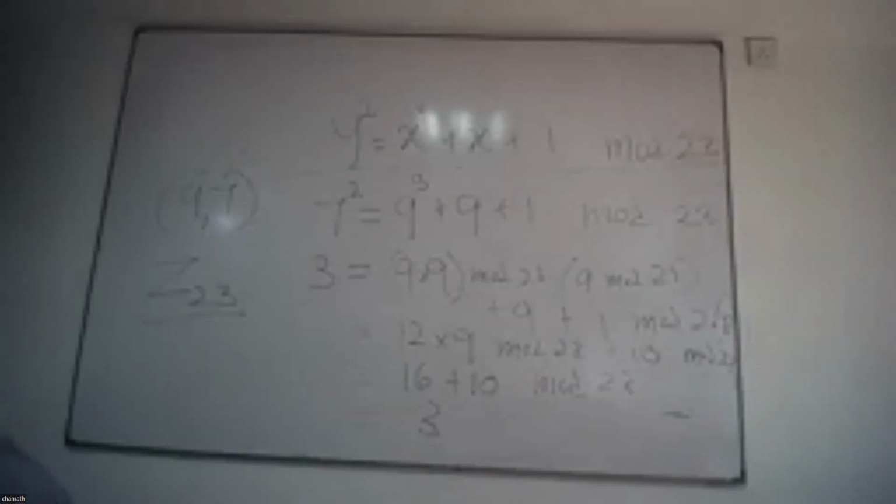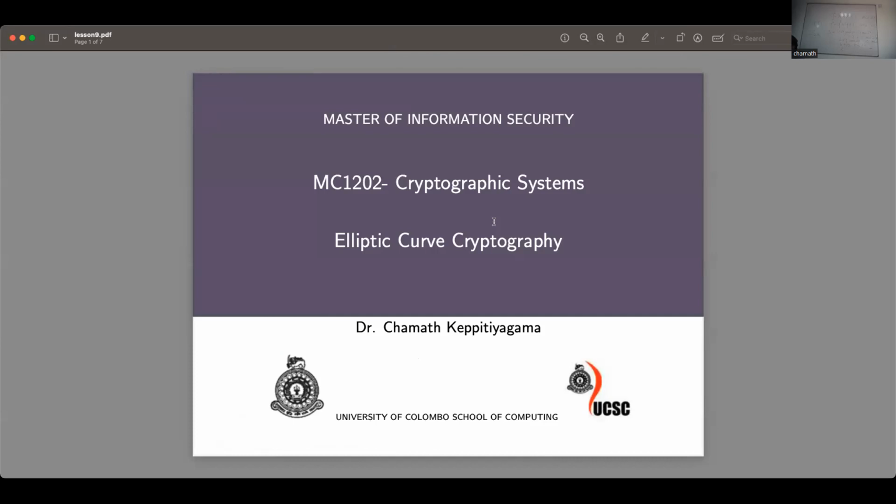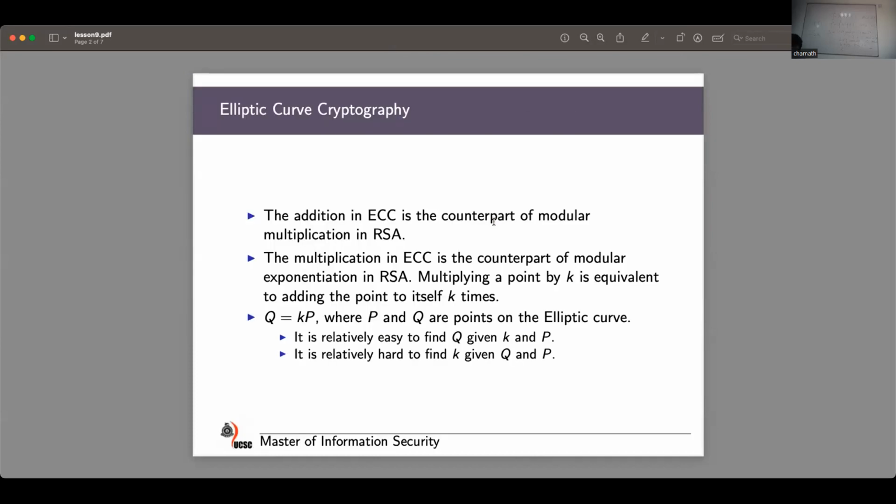Now we can define RSA-like algorithm on this curve. Elliptic curve cryptography. So here, the addition in the elliptic curve corresponds to the multiplication in RSA. Then the multiplication in the elliptic curve is like the modular exponentiation in RSA. Right. So multiplying a point by k times is adding a point to itself k times.